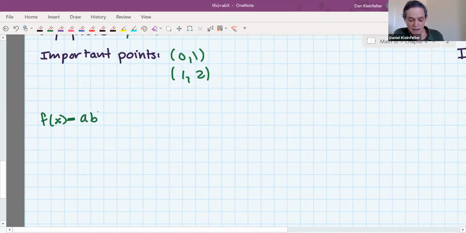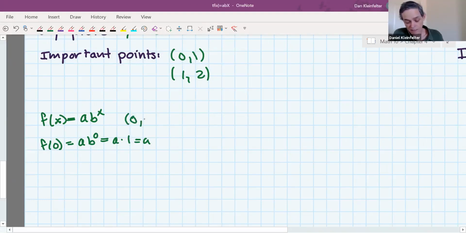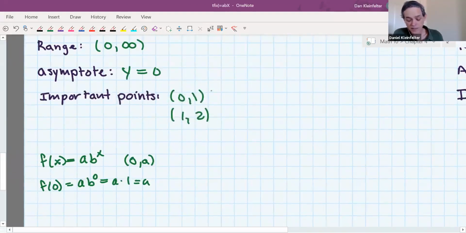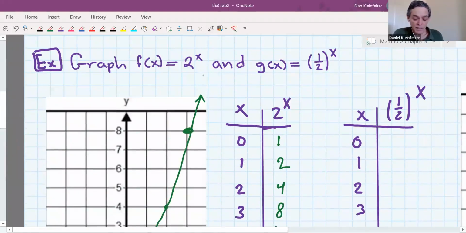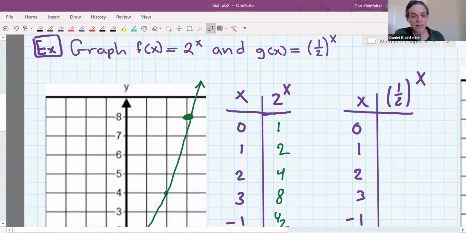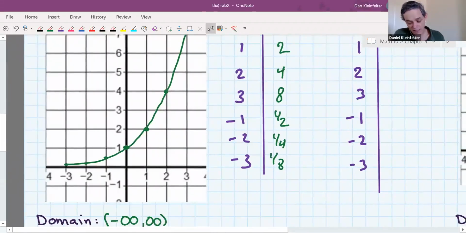If f of x is a b to the x power, then f of 0 will be a b to the 0, which is a times 1, or a. So when x is 0, y is a. So the point (0, a) is on the graph. For this particular example, the 2 important points on the graph are the points (0, 1) and (1, a), where a is the 2 value, the base here.